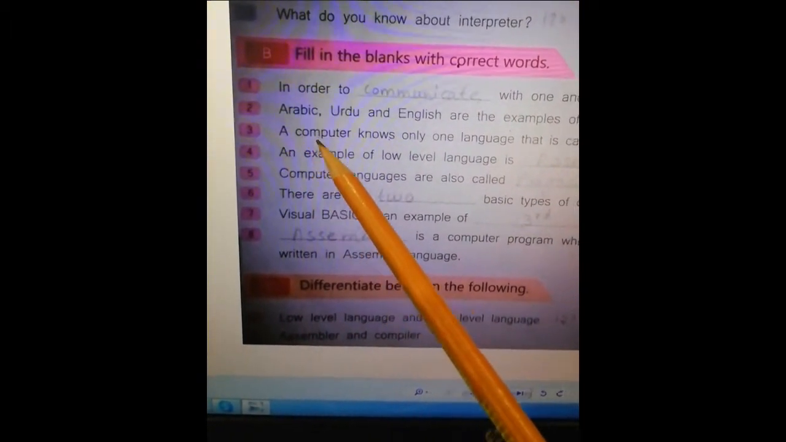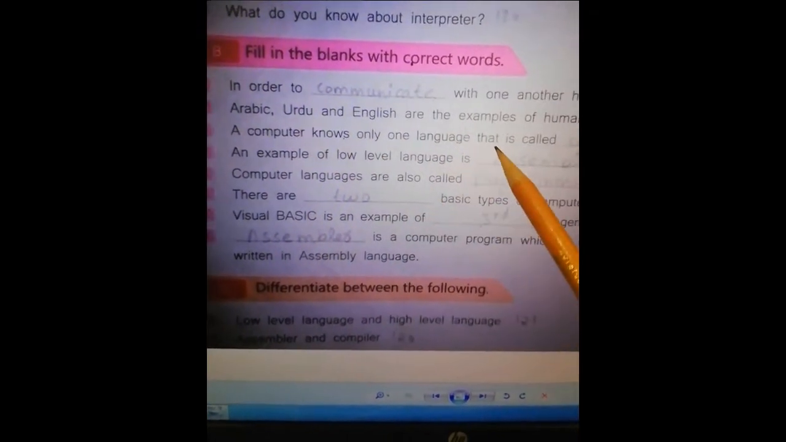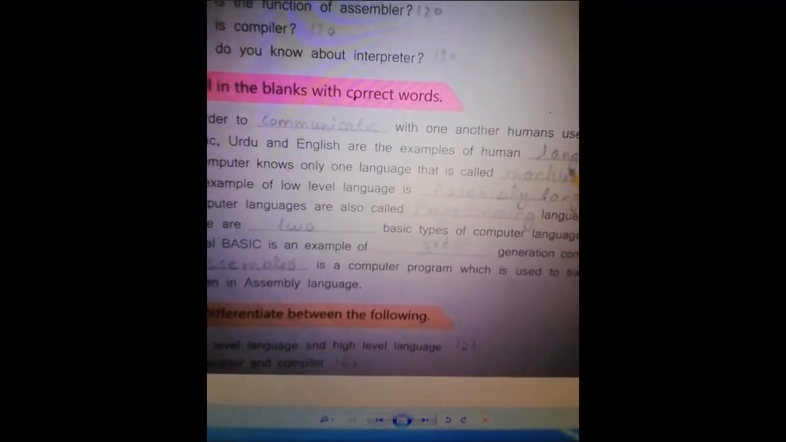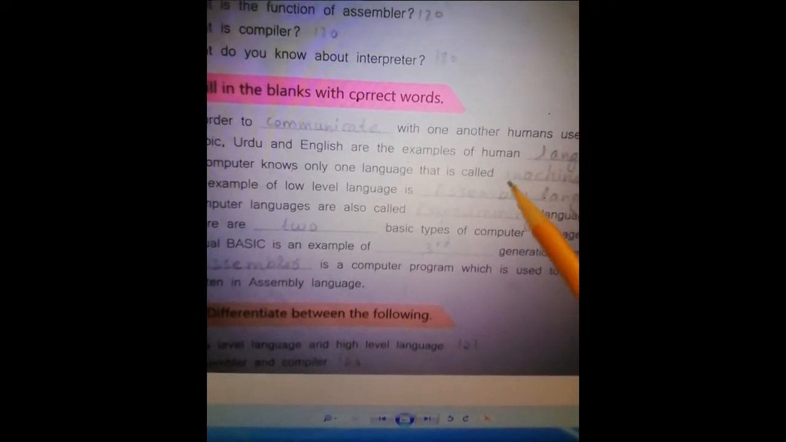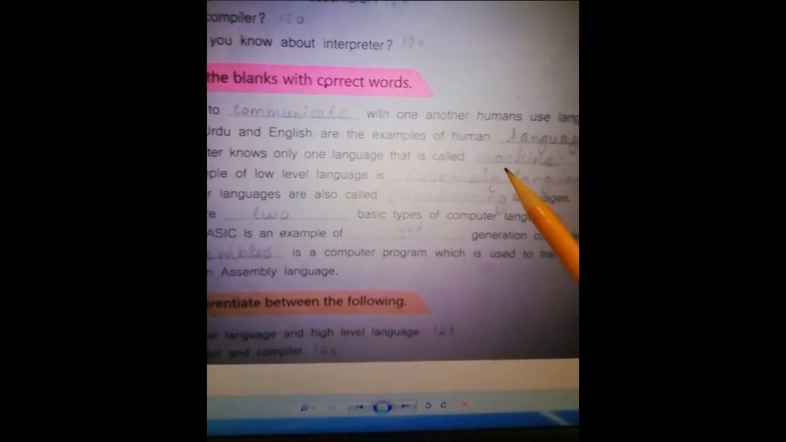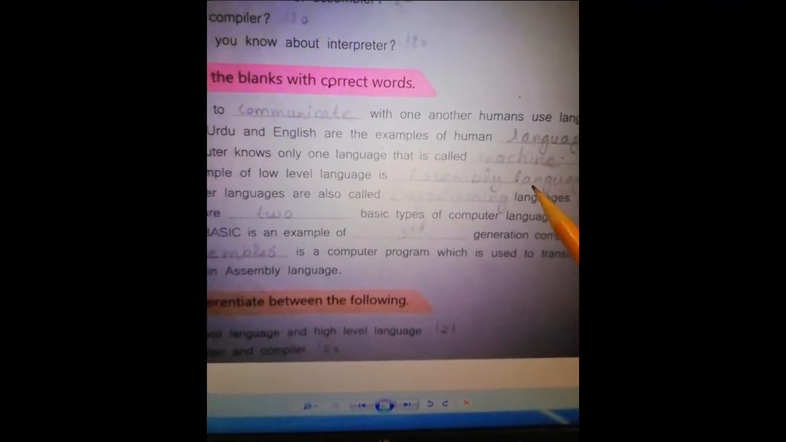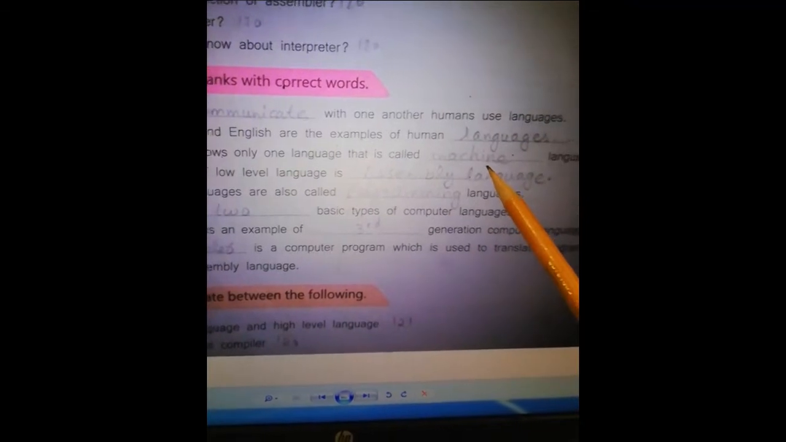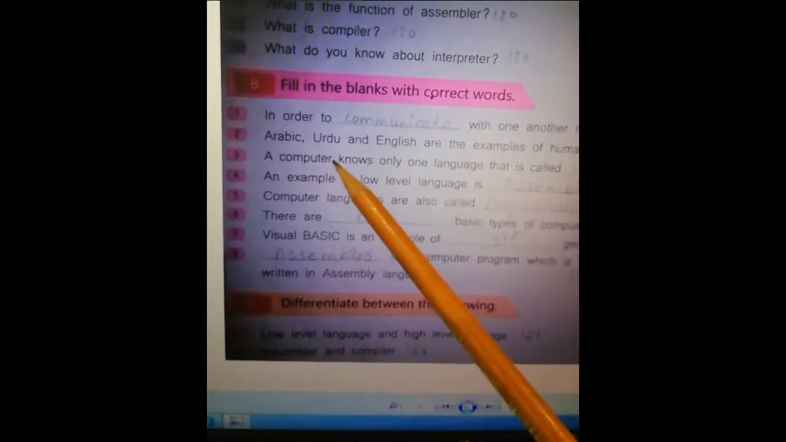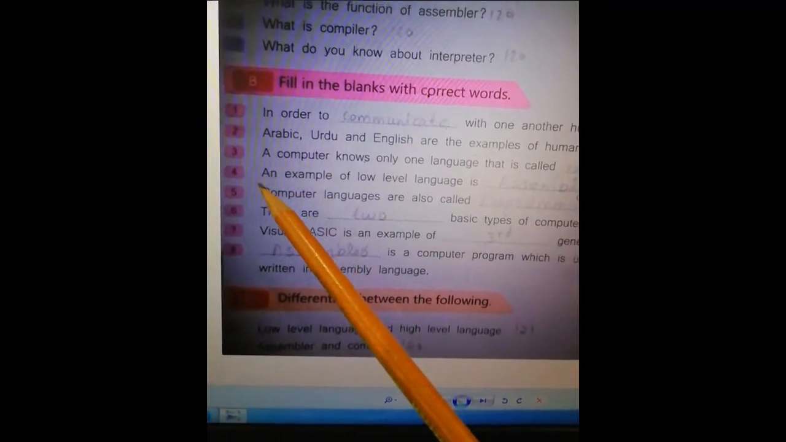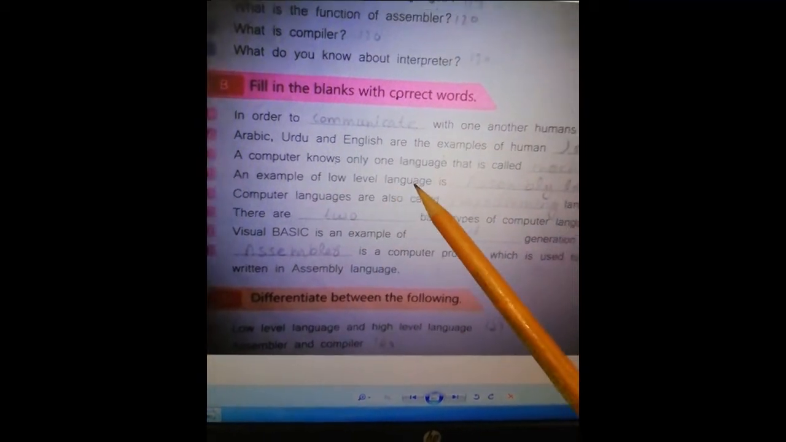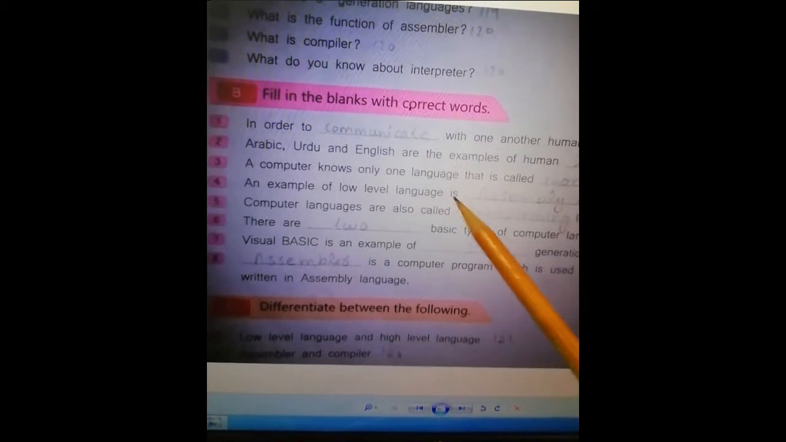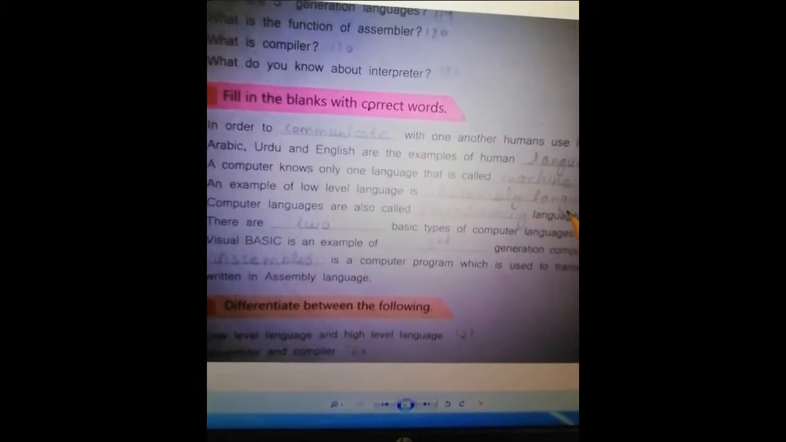Number 3, a computer knows only one language, that is dash. As we know, a well-defined language which can be understood by computer is only the machine language. So, computer only knows one language, that is called machine language. Number 4, an example of low-level language is dash. Low-level language is assembly language.